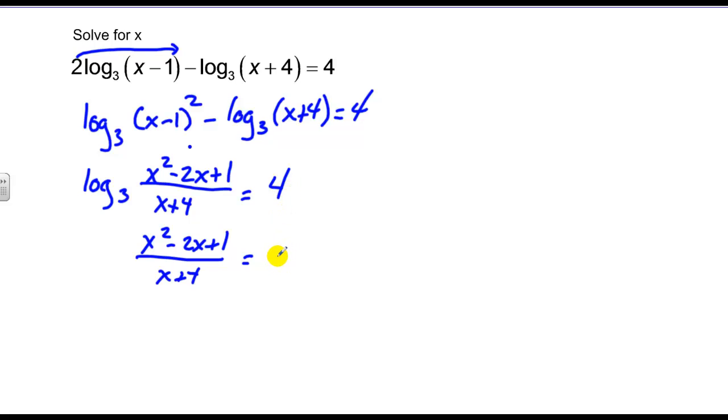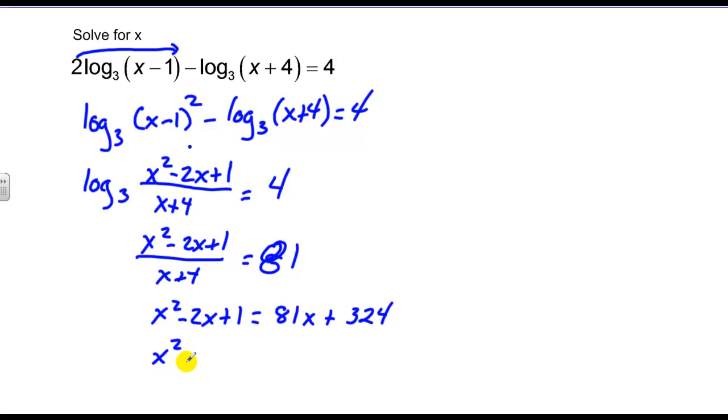It's a lot. 243, I believe. No, 81, sorry. Multiply, we get x squared minus 2x plus 1 is equal to 81x plus 324, I believe. Subtract, because it's quadratic.